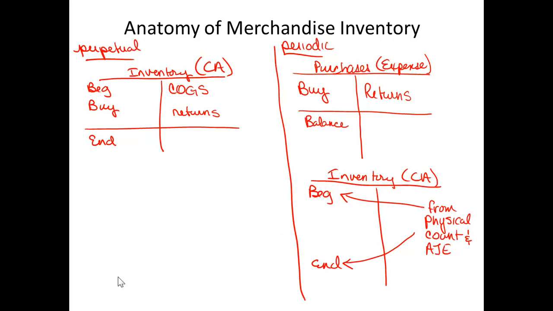As far as the anatomy of the accounts, if we're under a perpetual system, which means we have a barcode and you scan every time you sell something, you have an account called inventory, and everything flows in and out of inventory when you buy it and when you sell it. But under periodic, where you have no barcodes and you physically must count the inventory in order to know what the beginning and ending inventory balances are, notice we have an expense account called purchases, which tracks the buying and the returning of your inventory purchases during the period.